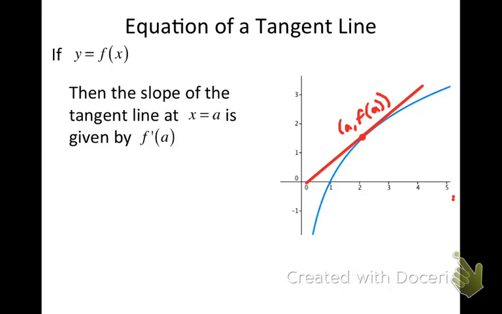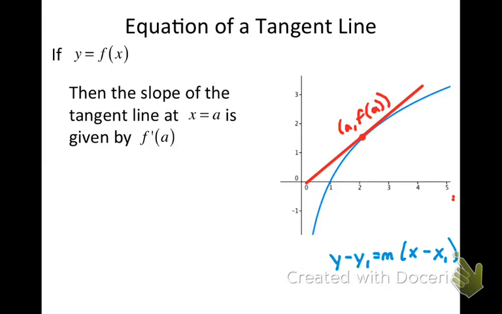Now, if I'm trying to find the equation of a tangent line, why am I talking about the slope? Well, whenever you're trying to find the equation of a line, one of the things that you need to know is the slope. And another thing that you need to know is a point that's on the line. Now, recall that you know how to write equations of lines in this form right here. Point-slope form, in other words.